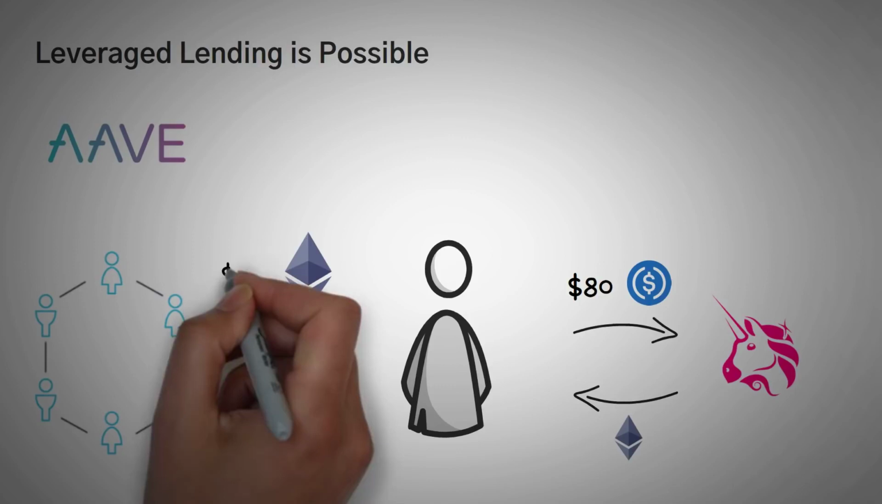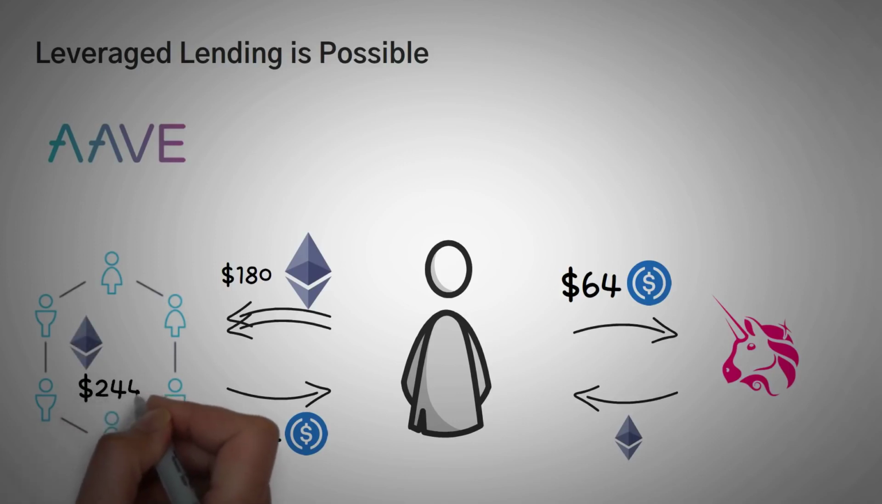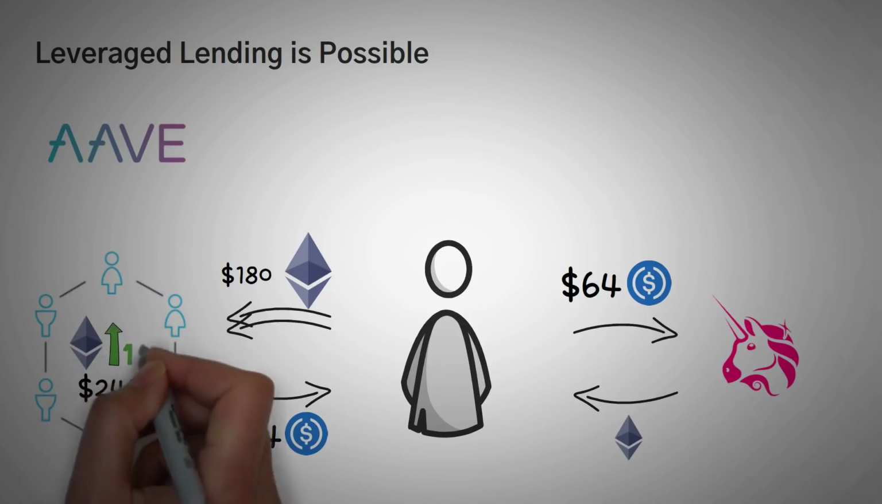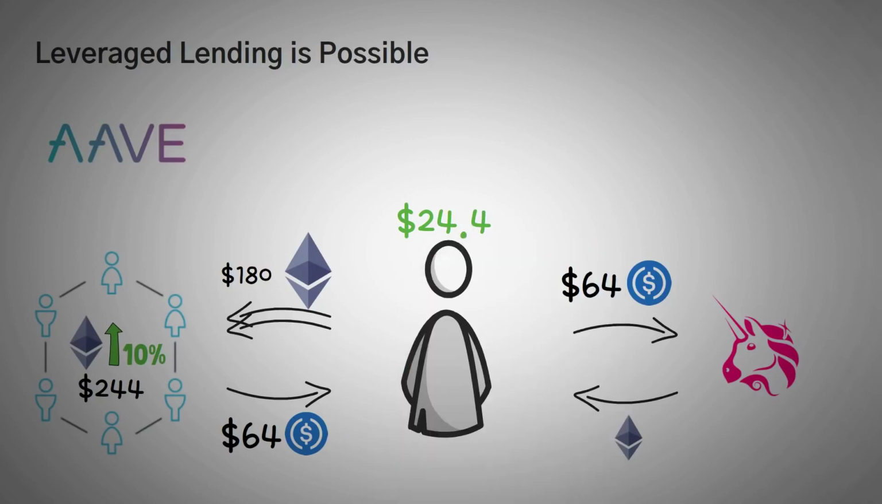So now you've deposited $180 of Ethereum, but you can still take out 80% of that $80 that you deposited, which is $64 of USDC. So now you take that $64 of USDC, trade it for more ETH, and then add it back to your account in AAVE. So now you have $244 of Ethereum that you've borrowed against, even though you only had an original $100. So if ETH goes up 10%, you gain $24.40, compared to if you didn't create that leverage position, you would have only gained $10.